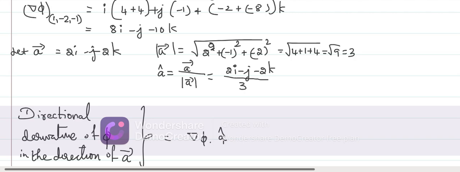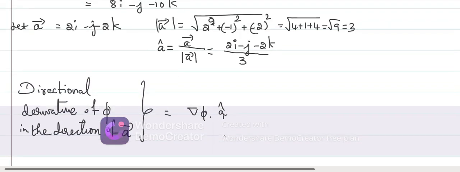Okay, so we know the gradient here. So what is the gradient here? The gradient is given by 8i minus j minus 10k. We calculated the gradient at the point (1, -2, -1), right? So we are also calculating the directional derivative of phi in the direction of the vector A at the point (1, -2, -1) into the A cap. A cap is 1 by 3 into 2i minus j minus 2k, right?